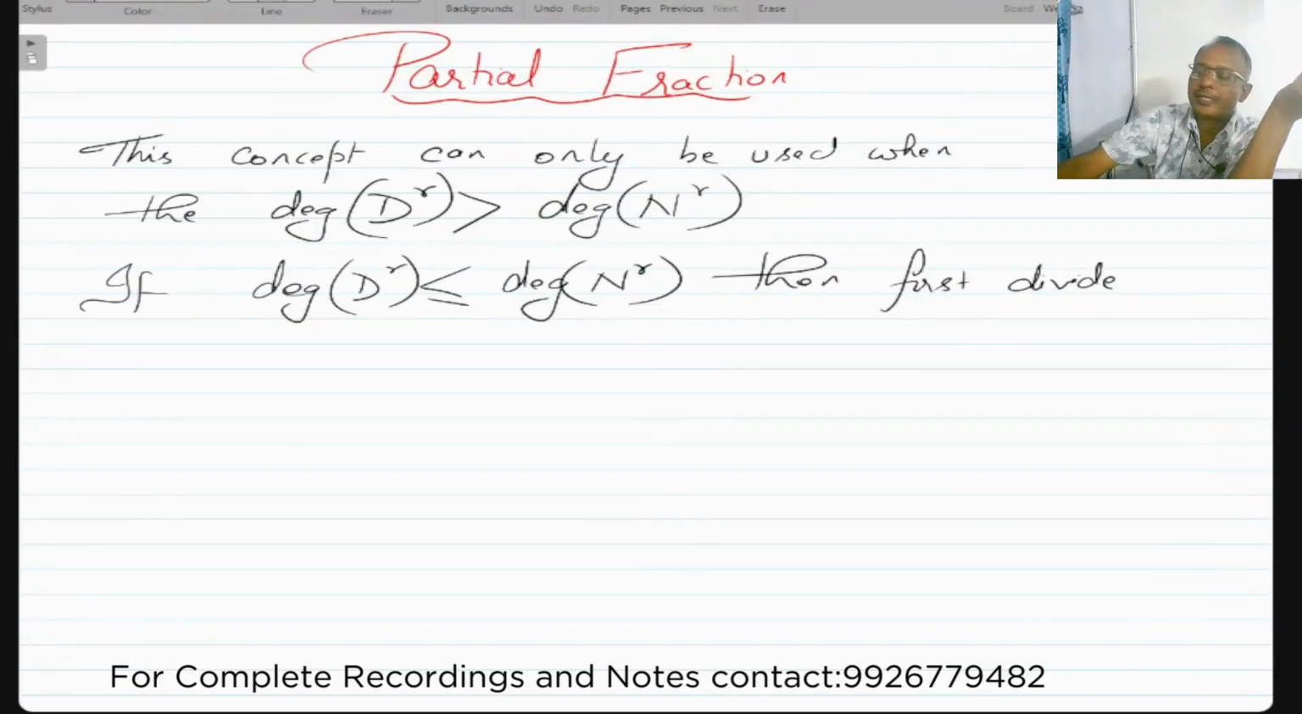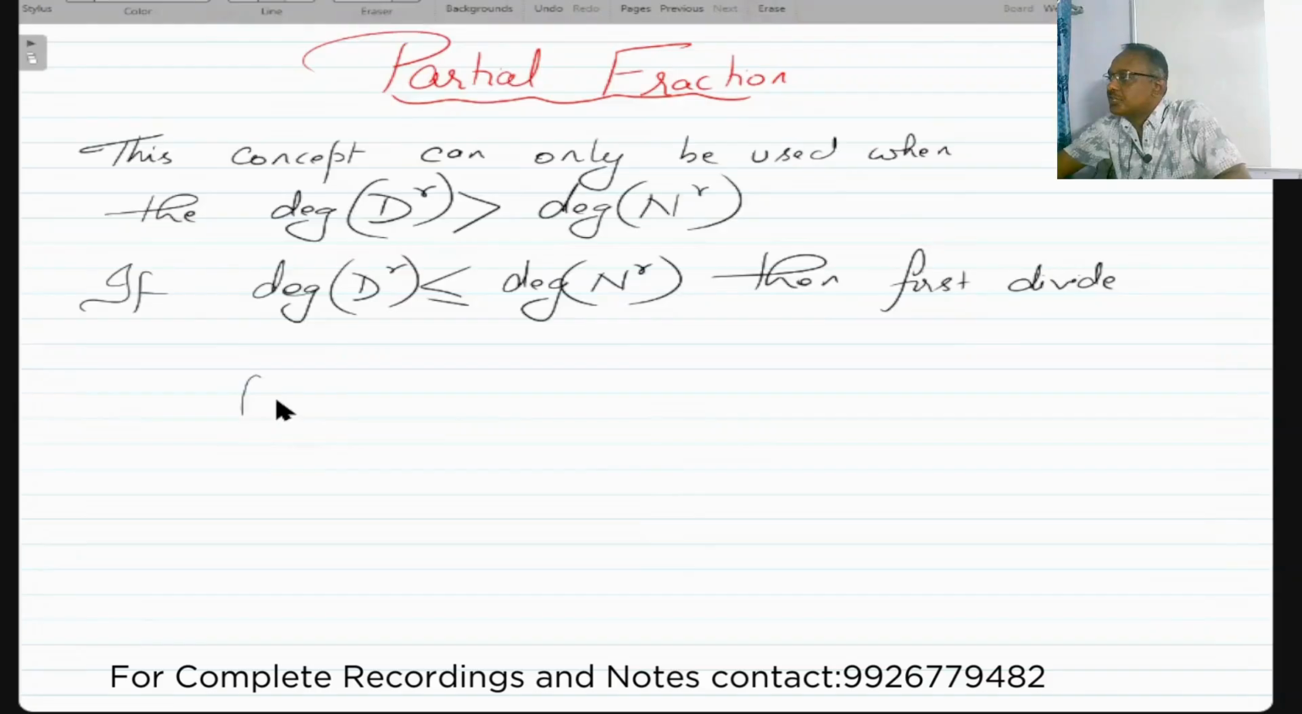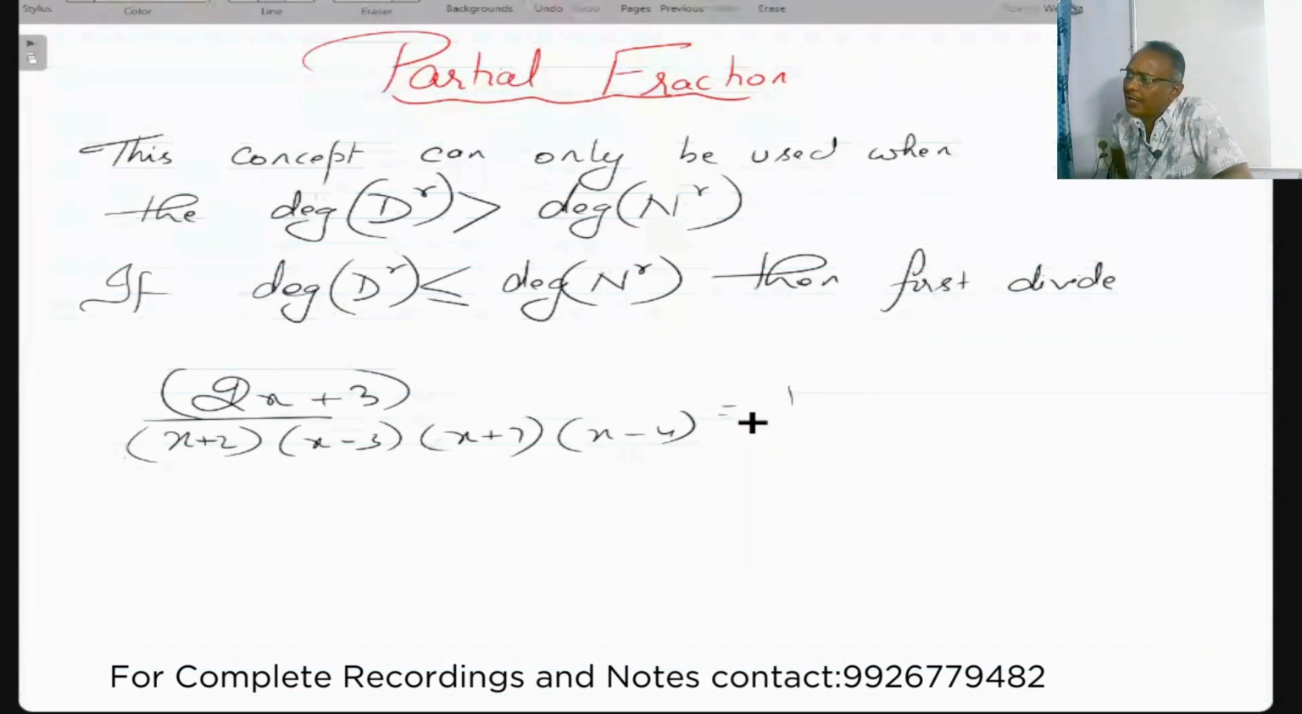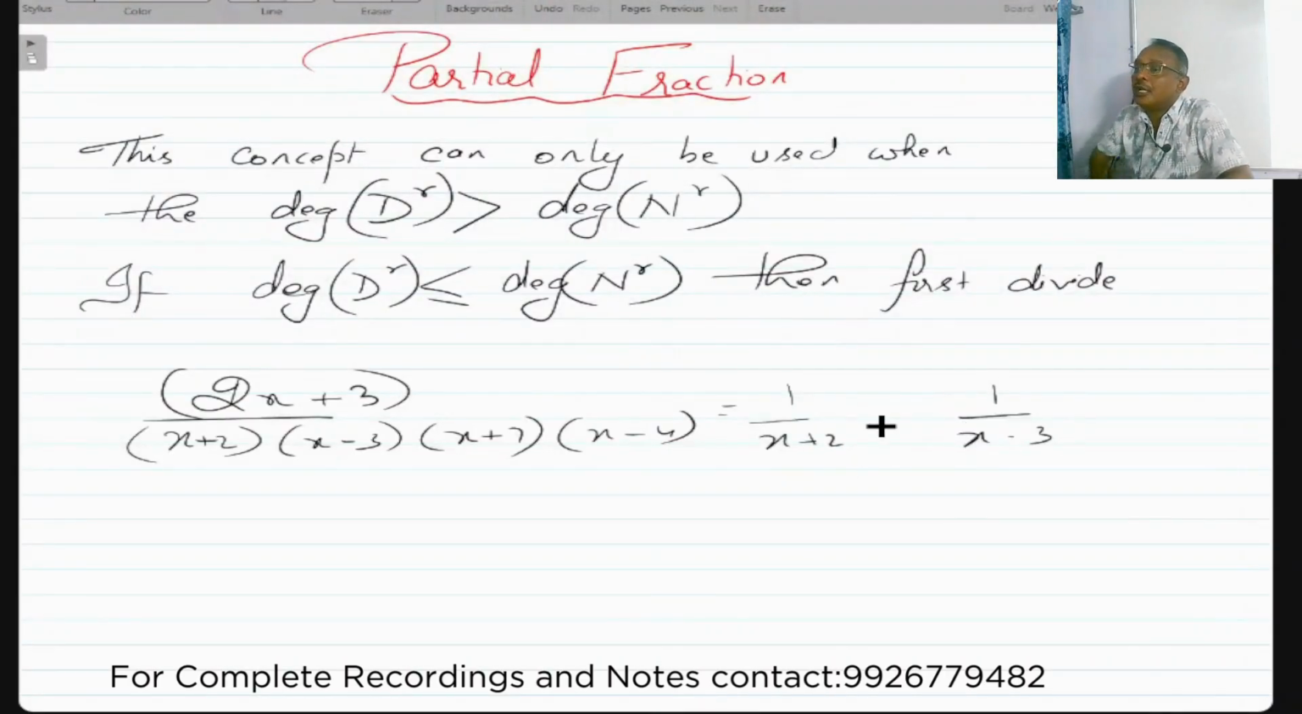Where is this concept of partial fraction used? Whenever you have a fraction which has, say, x plus 2, x minus 3, x plus 7, lots of factors like this, and numerator 2x plus 3, and you so wish, मेरी इच्छा है कि ये सब fractions अलग अलग हो जाए. x plus 2 अलग हो जाए, x minus 3 अलग हो जाए. तो whenever you wish कि ये fraction अलग अलग हो जाना चाहिए तो concept partial fraction comes to your help. ठीक है?